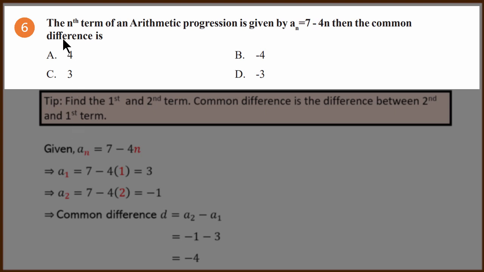Let's see what the question is. The nth term of an arithmetic progression is given by this equation: an equals 7 minus 4n. Then the common difference is... Sometimes they just ask what is the third term, what is the fourth term. Sometimes they ask what is the common difference. In this question they've asked for the common difference.